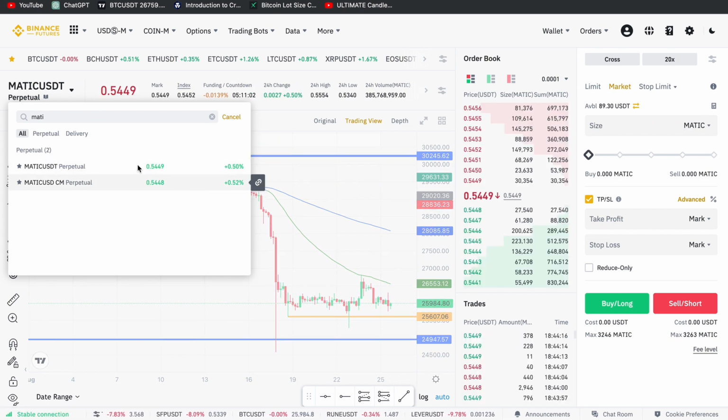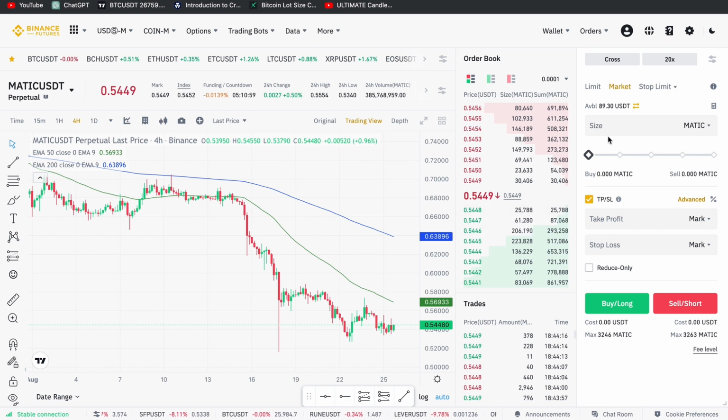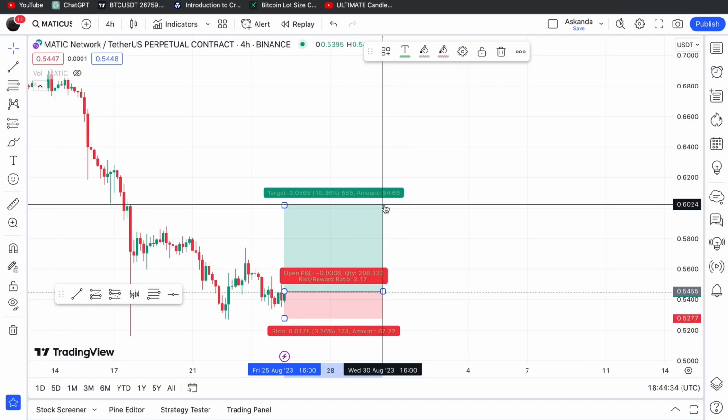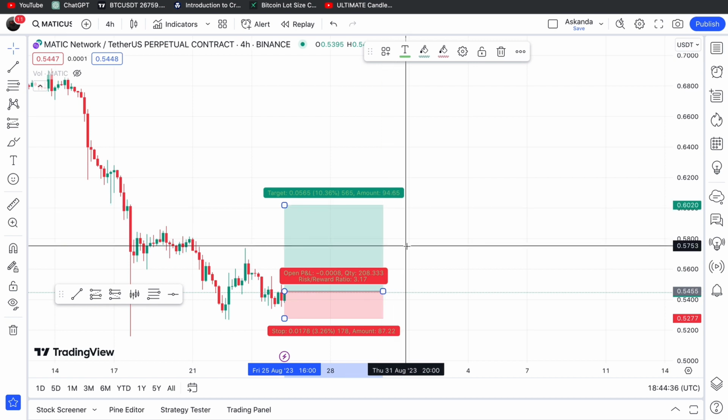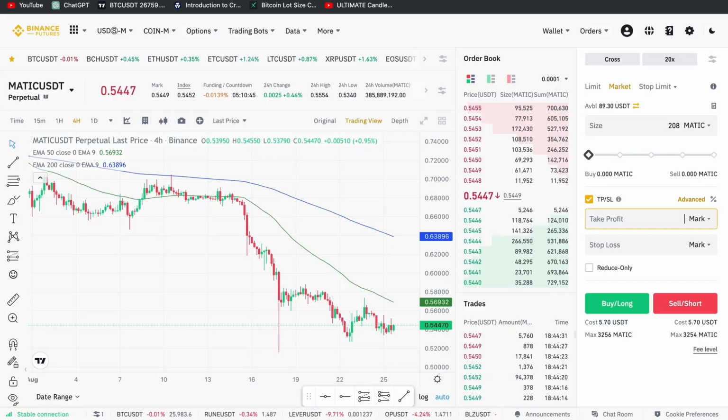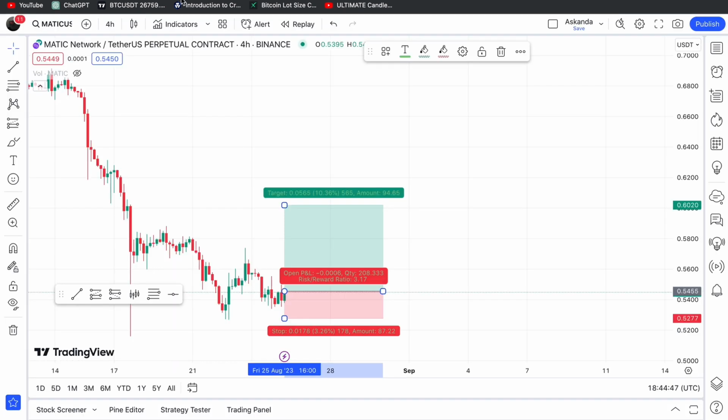When you select Matic, the next thing is for you to enter the contract size. Remember, we are trading market orders, so we already know the amount that we are supposed to buy. The contract size, we have 208. Then our stop loss, we know our stop loss here. So we have our take profit 0.6020. Then we go back and enter our stop loss.